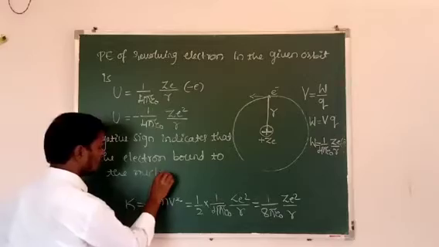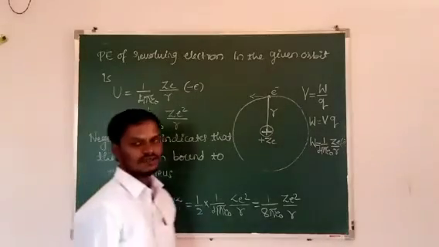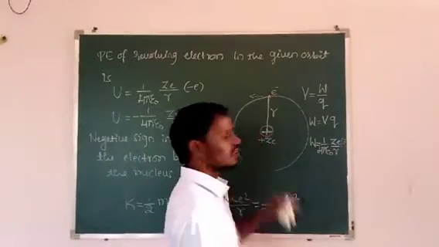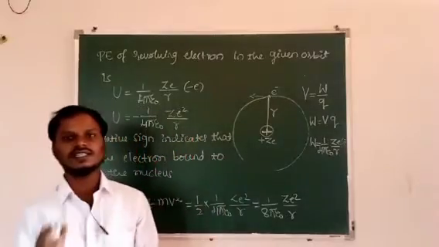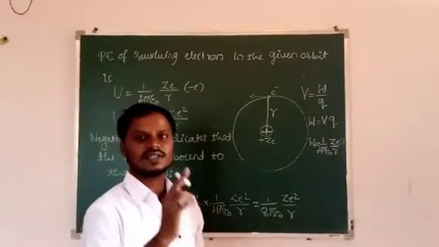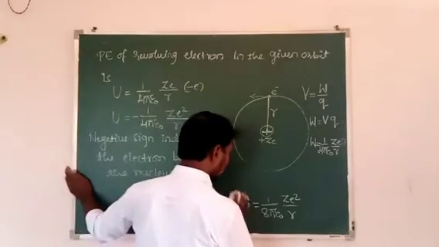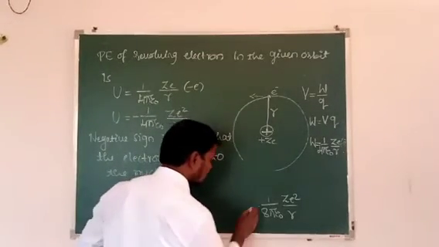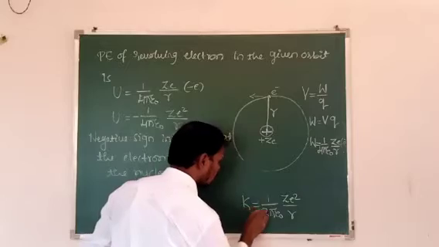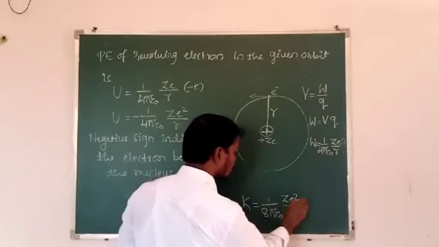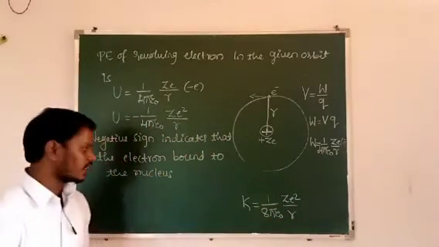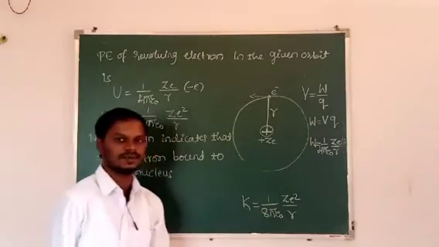Bound to the nucleus. Then what is the total energy of the electron in the given orbit? That is E is equal to the kinetic energy plus potential energy. So what is the expression for kinetic energy here? That is K is equal to 1 by 4 pi epsilon naught Ze square divided by r, and the kinetic energy never be negative.